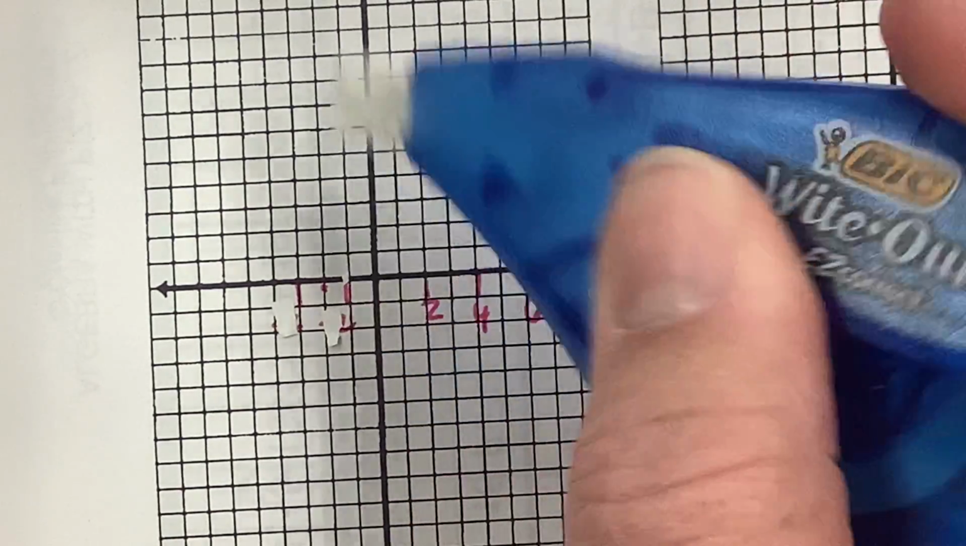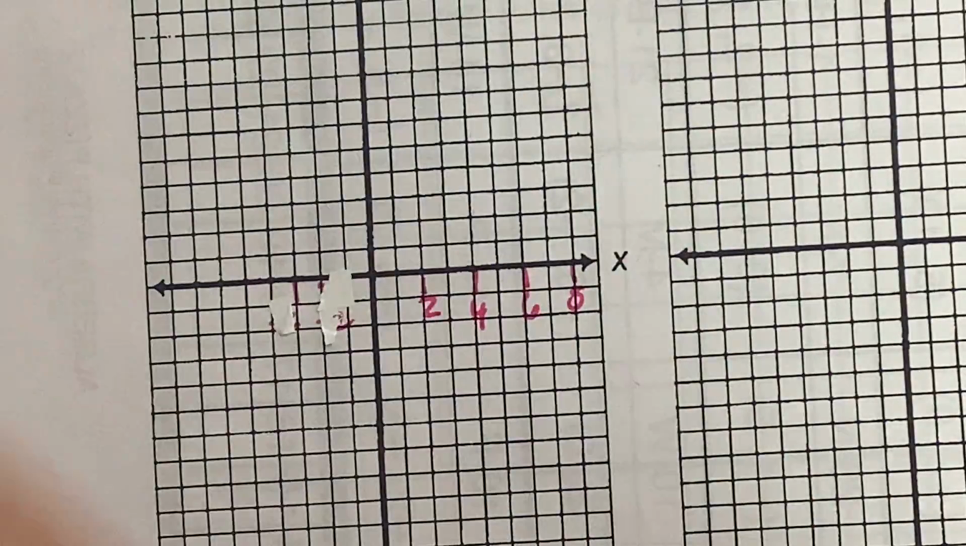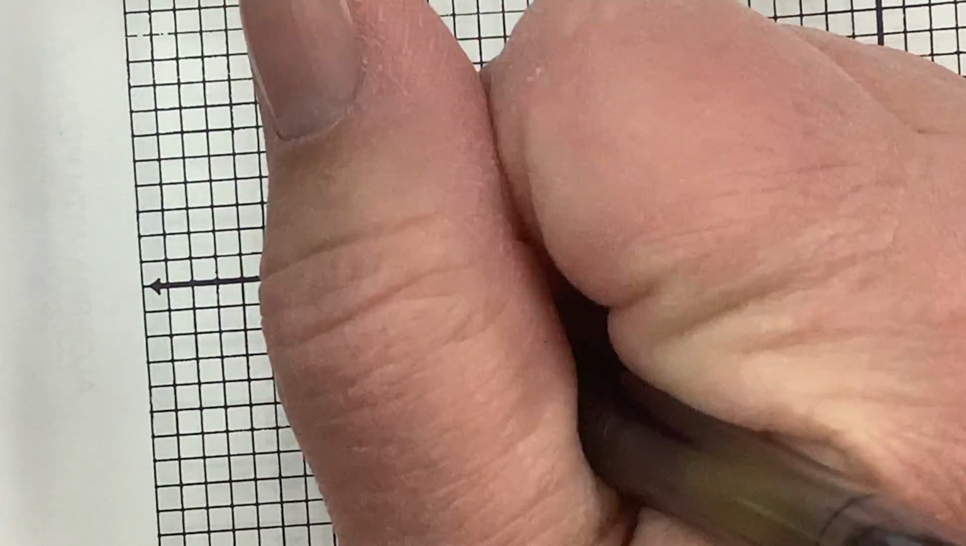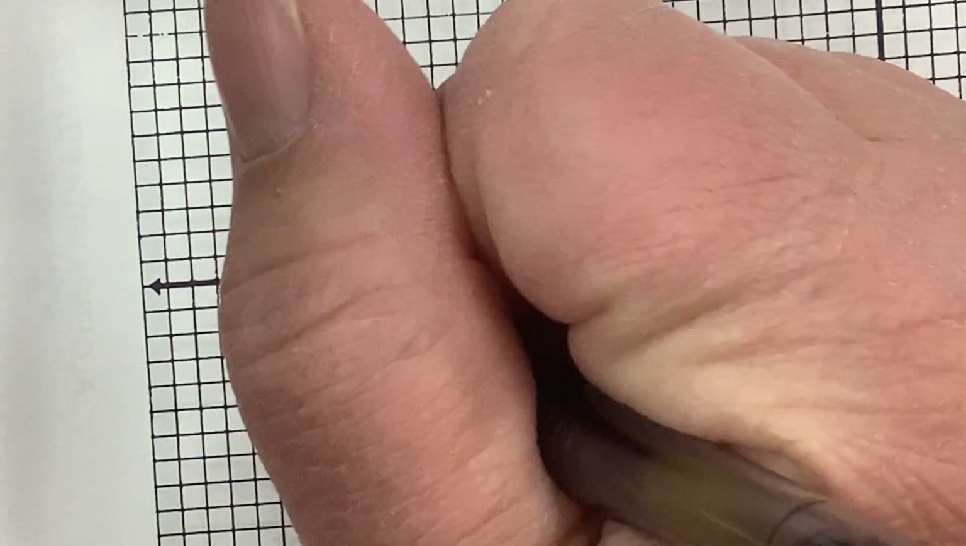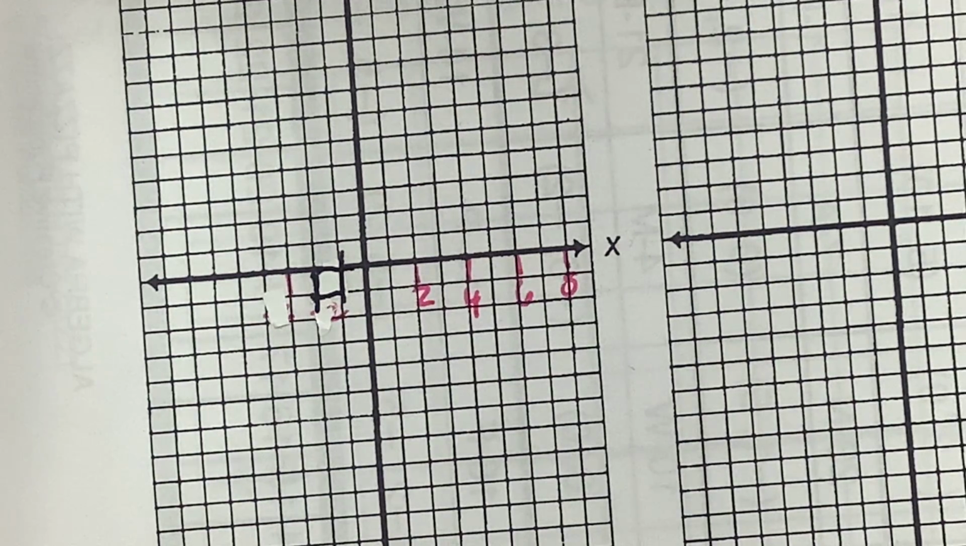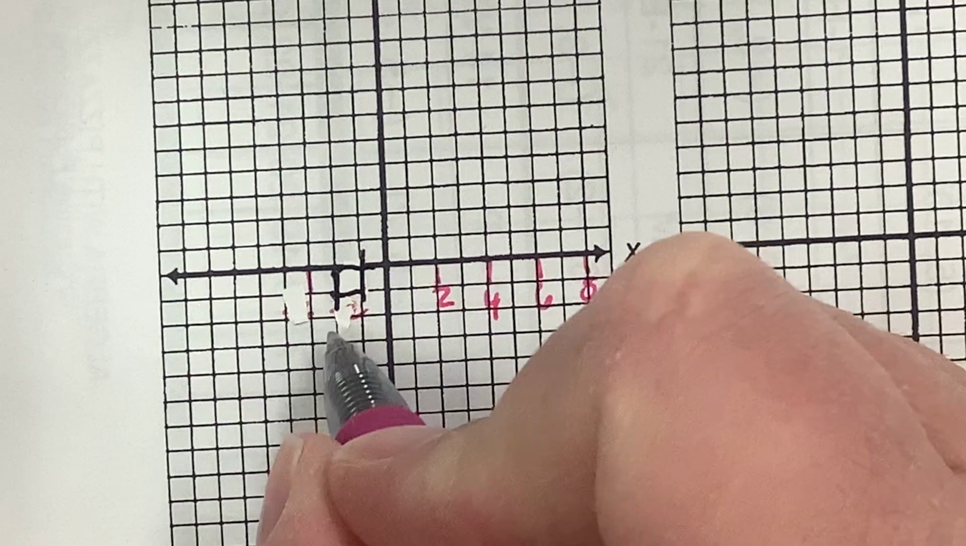That did not white out very much, did it? Then I'm going to grab my black pen, and I'm going to fix my lines. All right. Now, it's okay to make mistakes. Just shouldn't make them in pen.